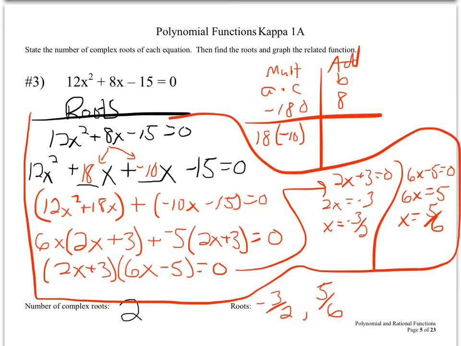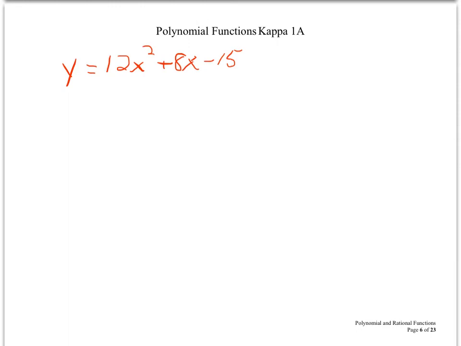Next part of the problem says, graph the related function. Now we know how to graph this related function by taking the derivative of this, finding critical values, and then looking at the critical values to get a critical point, looking at that critical point to see if it's a maximum, minimum, or inflection point. We know how to do that. That's not our focus right now. For this particular section, our focus is on x-intercepts.